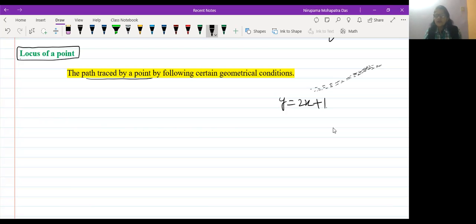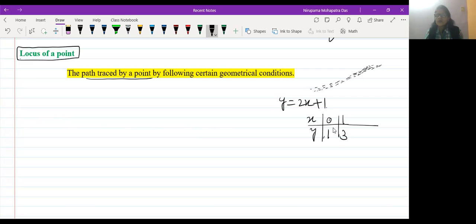Condition means it is again a geometrical condition, or we can say a relation between x and y, or you can say y is a function of x. So whenever you write x, y, you take some points. For example, you take x equal to 0, you get y equal to 1, x equal to 1, y equal to 3.